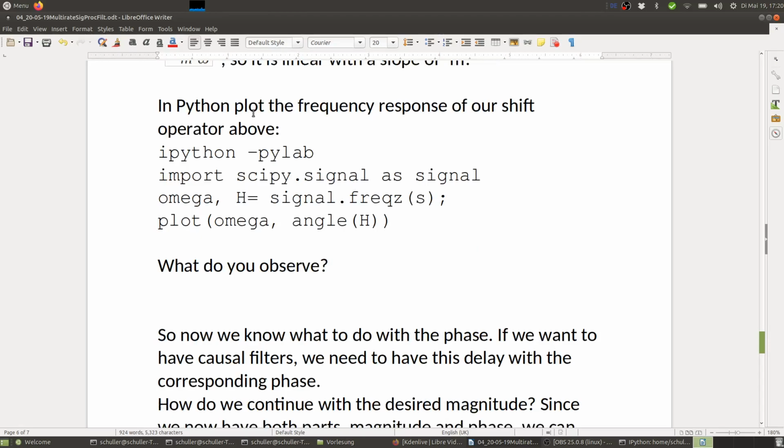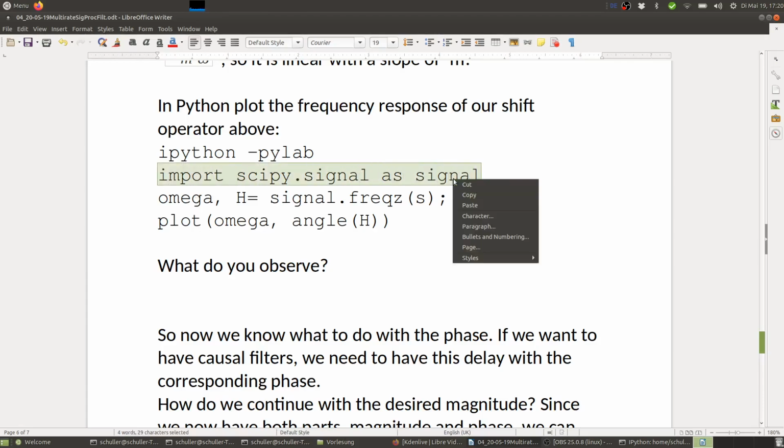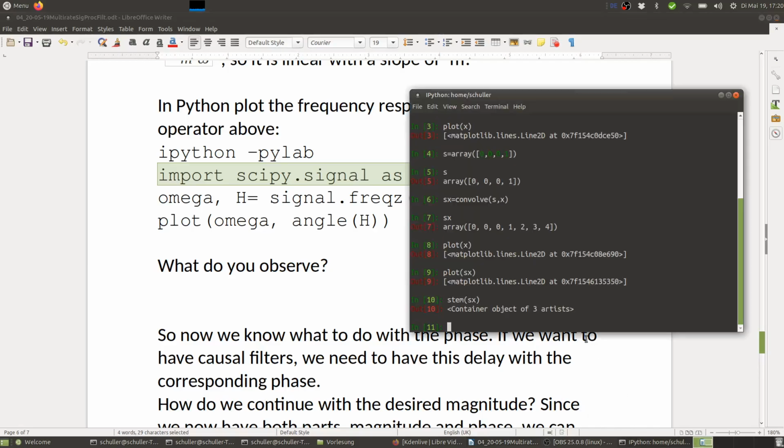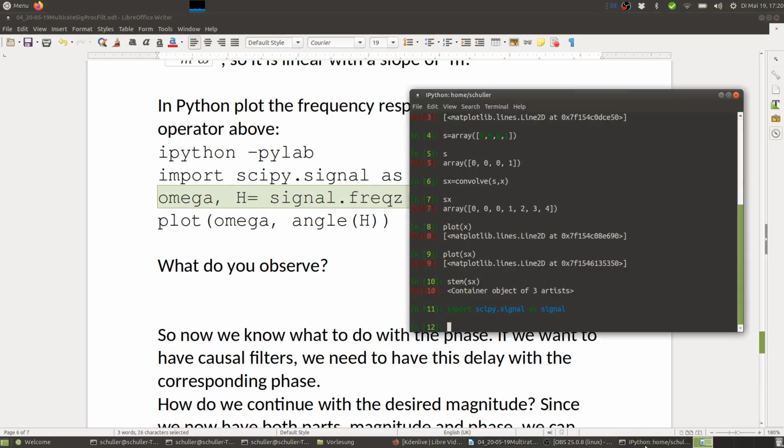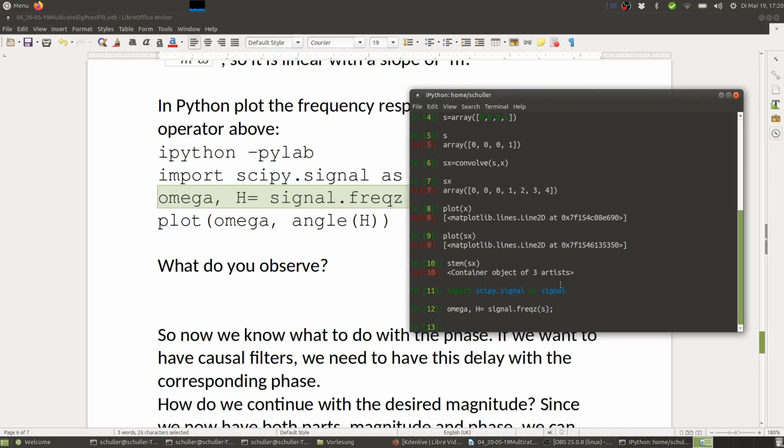In Python, we can plot the frequency response of our shift operator by using our frexy function of last time. So first we need to import SciPy signal, because that's where frexy is located. Then we can compute frexy, copy, paste. So now we have omega, the frequency, and h, which is our frequency response.